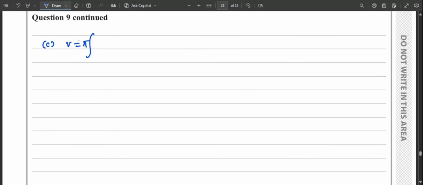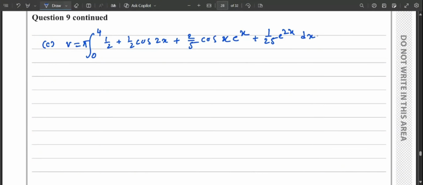So for part C, I can say that the volume of our solid S is equal to pi times the integration, with the limits 0 to 4, of half plus half cos 2x plus 2 by 5 cos x e to the power of x plus 1 by 25 e to the power of 2x dx. This is our expression from our part A. Integrating this expression will give us the volume of solid S. So we will integrate this.